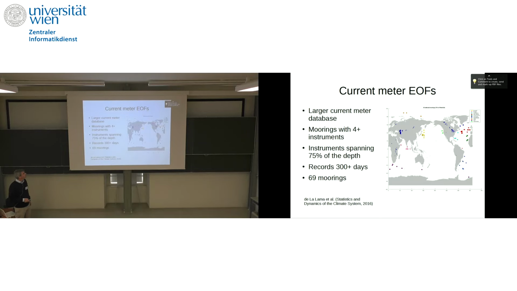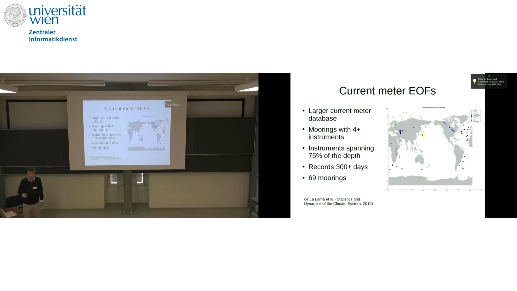Okay. We went back and we looked at this problem. So this was a couple of years ago. I had a postdoc working with me, and we got a hold of a bunch of current meter data from a larger database, which was available in France. And we put on a couple of stipulations about what the data would look like. So it had a certain number of instruments and so on. And we came up with 69 different moorings spread all over the place. So North Atlantic, North Pacific, the equatorial Indian Ocean, Southern Ocean, South Atlantic.